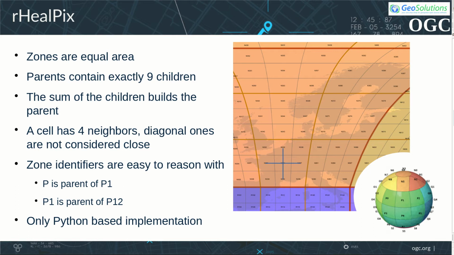The RealPix DGGS is based on equal area zones. Each zone is subdivided into 9 children, and each has 4 neighbors. The zone identifiers are easy to reason with. For example, P is the parent of P1 and P1 is the parent of P12. Currently, only a Python 3 library implementation is available.